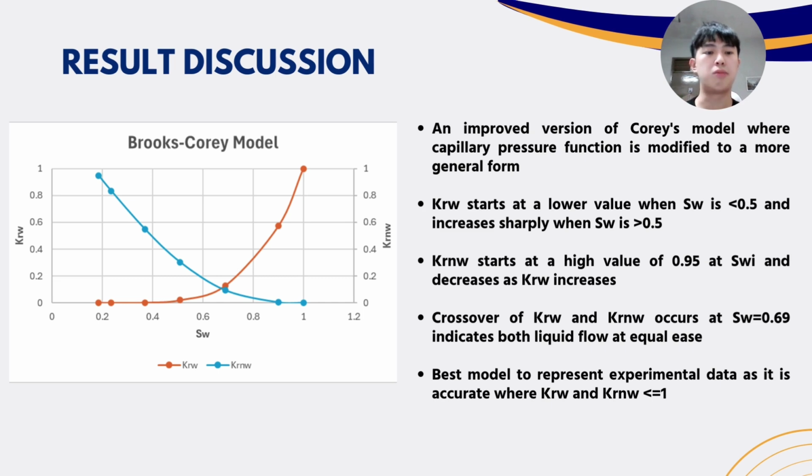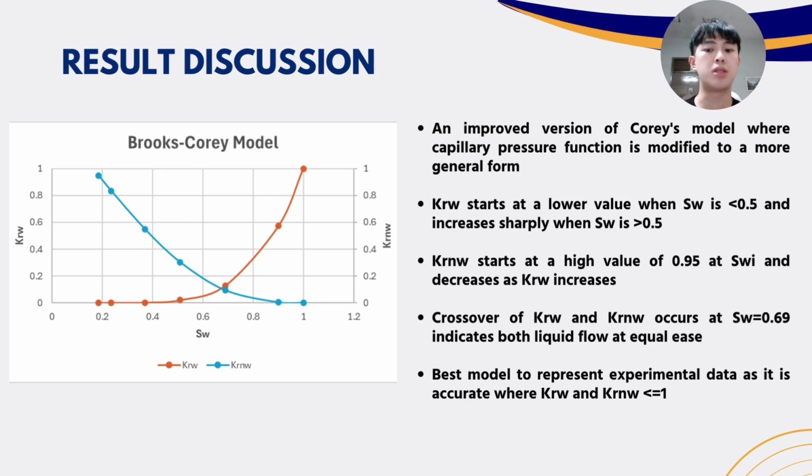Lastly, the last model we use is the Brooks-Corey model, which is an improved version of Corey's model where the capillary pressure function is modified to a more general form. From the graph, KRW starts at a lower value when water saturation is less than 0.5 and increases sharply when water saturation is more than 0.5. KRNW starts at a high value of 0.5 at irreducible water saturation and decreases as KRW increases.